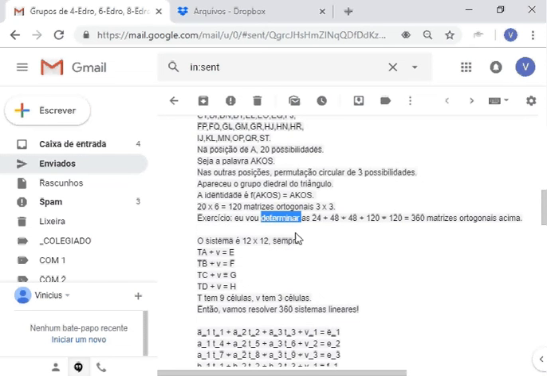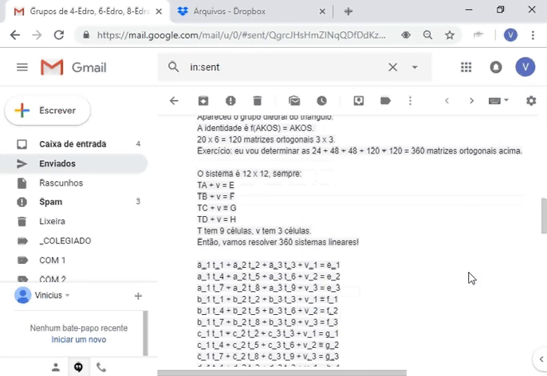Exercise. Now let's determine the 24 plus 120, the 360 orthogonal matrices above. The system is always 12 by 12. A matrix T times A added to a vector V equals E. TB plus V equals F, TC plus V equals G, TD plus V equals H. T has 9 cells, V has 3 cells, so we're going to solve 360 linear systems.